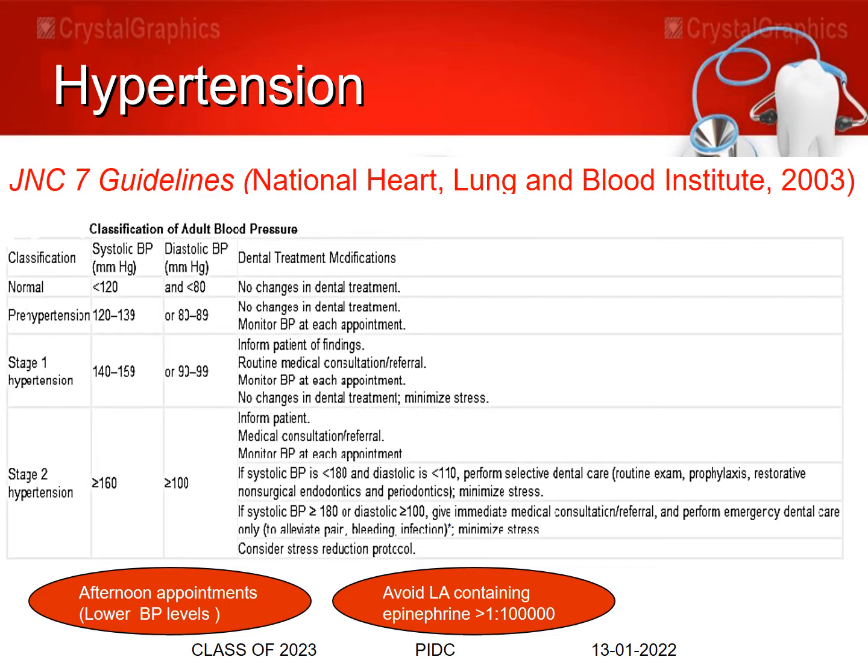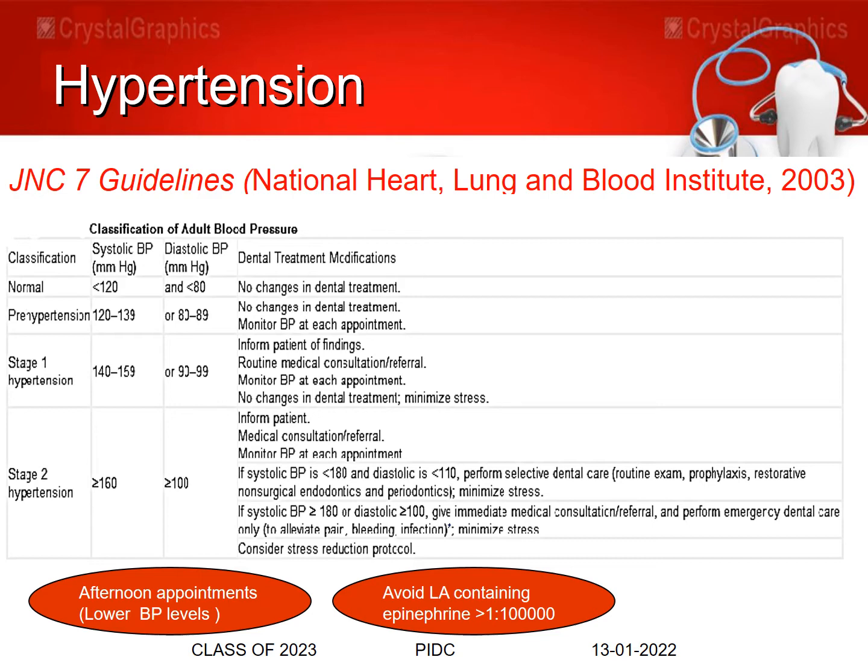When it is stage 1, that is 140 to 159 or 90 to 99, inform the patient of the finding, and routine medical consultation or referral is important. Monitor the changes of BP. There are no changes in the dental treatment required, but minimize the stress. When it is stage 2 hypertension, that is when systolic is more than 160 and diastolic is more than 100, inform the patient, get a medical consultation or a referral, and monitor the BP at each appointment.